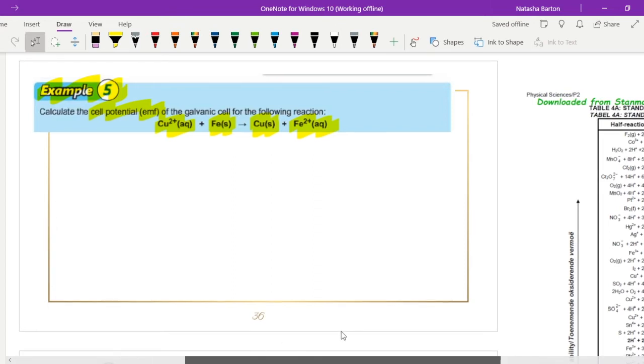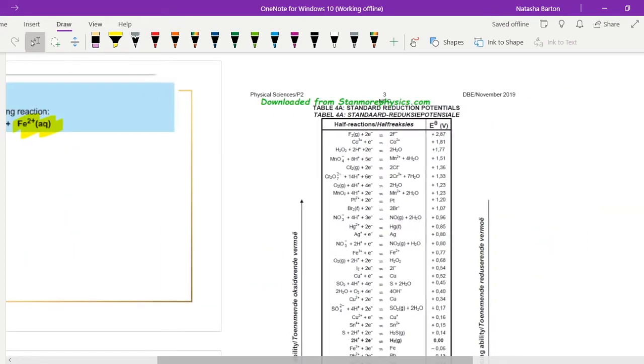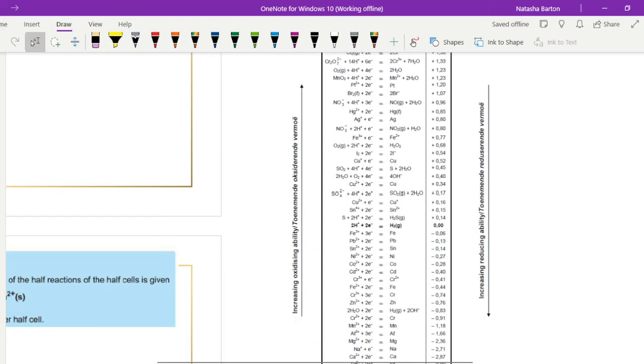So we go to our table of standard reduction potentials. We're looking for copper and iron. Make sure that you choose the correct copper and the correct iron. There are two coppers over here. Copper is positive 0,34 and iron is negative 0,44.